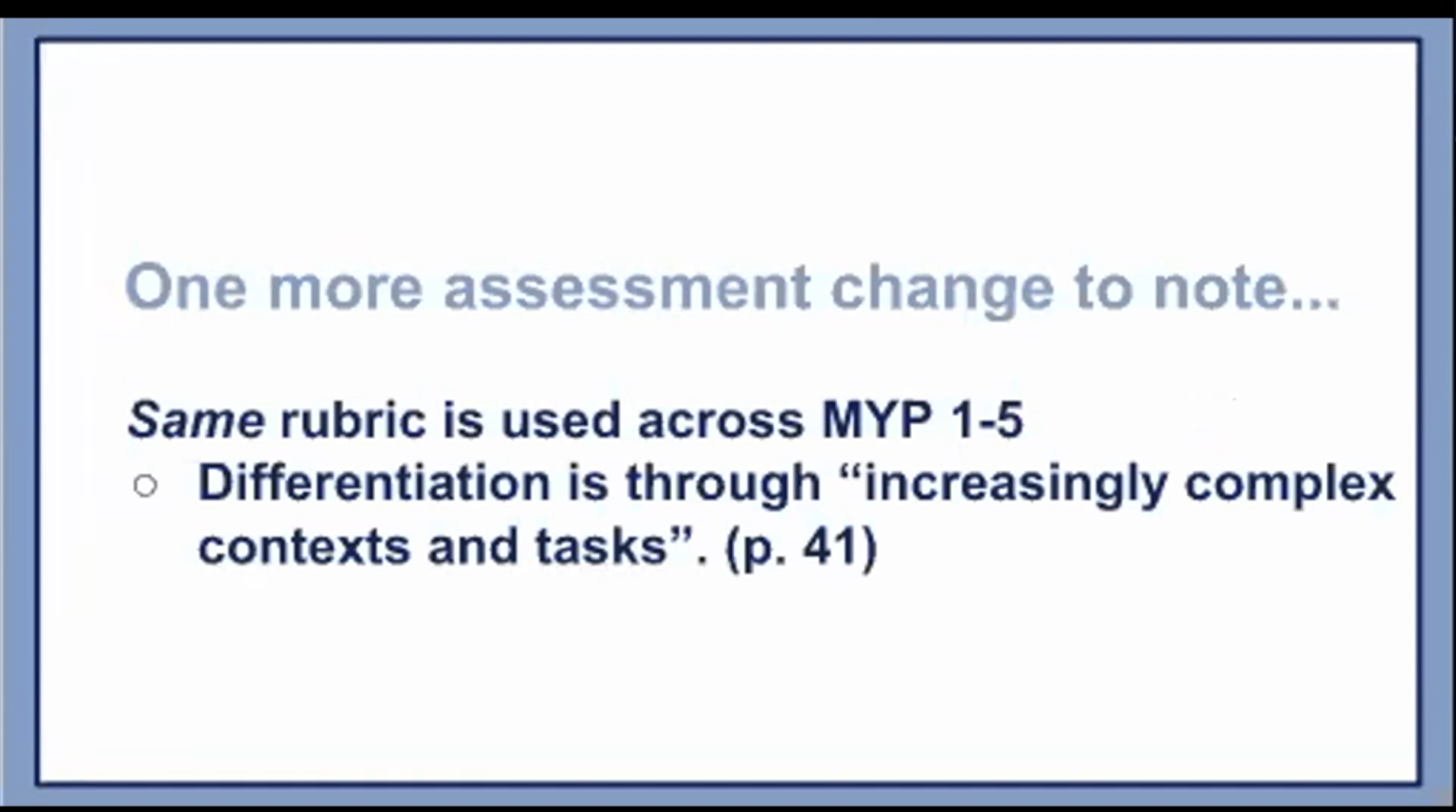Maybe in MYP 1, the action and the product or the discussion has to do with something very familiar, and in a later year level the context is more unfamiliar. But the differentiation happens in the context and the tasks themselves. Simpler tasks earlier, more complex tasks later. Same criteria descriptors, same rubrics used throughout.